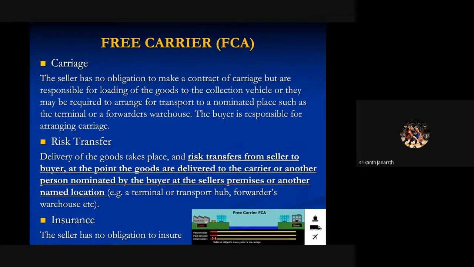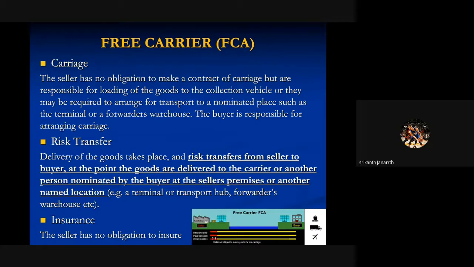So you can see the seller has no obligation to make the contract of carriage. He's just coming and giving to the carrier. The main carriage has to be done by the carriers, whom the buyer has nominated. So the main carriage is paid by the buyer. He's not doing anything there. So you can see yellow lines are there. The goods are moving from one location to another location. That is the main carriage, and that is not done by the seller. The buyer has to take care of it. So still the yellow, lengthy lines are there, the buyer's responsibility.